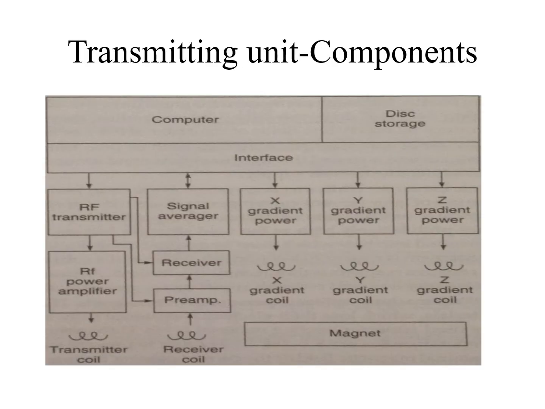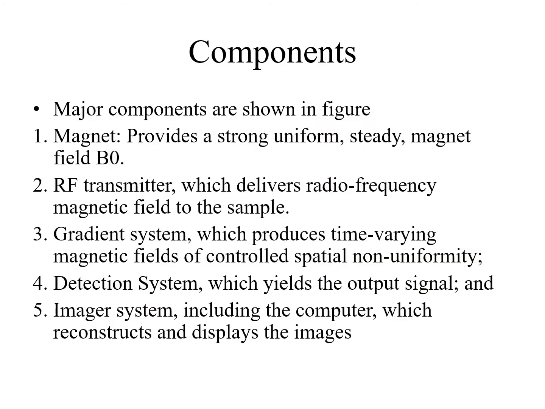These are the transmitting units. These are the components you can see in the image. The major components are: first one is the magnet. It provides a strong, uniform, steady magnetic field B0. Second part is the RF transmitter, which delivers a radio frequency magnetic field to the sample. Third is the gradient system, which produces a time varying magnetic field of controlled spatial non-uniformity. And the fourth is the detection system, which is the output signal.